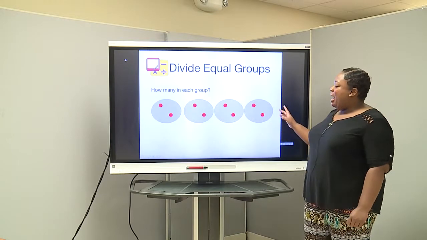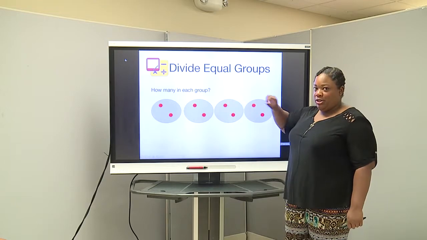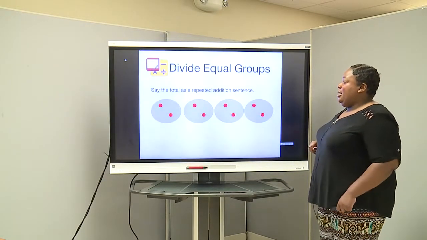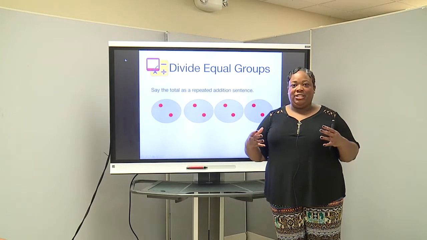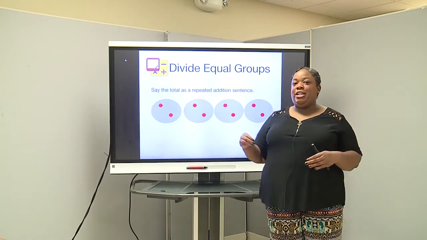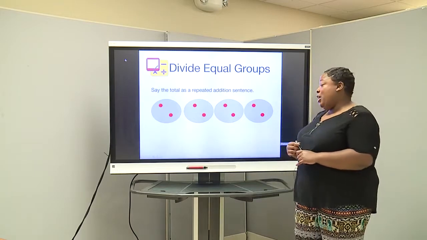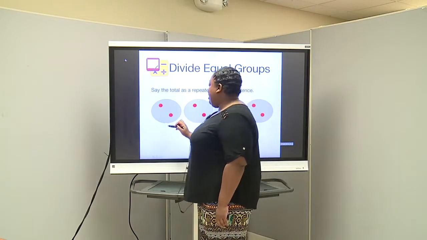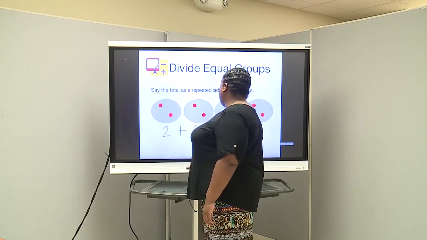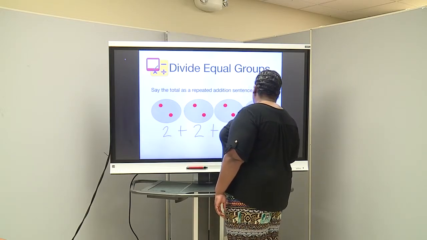So let's look. I have 2 in the first group, 2 in the second, 2 in the third, and 2 in the fourth, all right? Now we need to make a repeated addition sentence for this picture, all right? And remember, when we do repeated addition, we don't use the number of groups, we use the size of the groups, all right? So our repeated addition sentence will look like this. 2 plus 2 plus 2 plus 2.